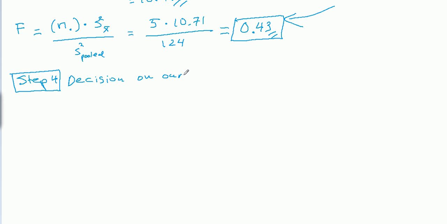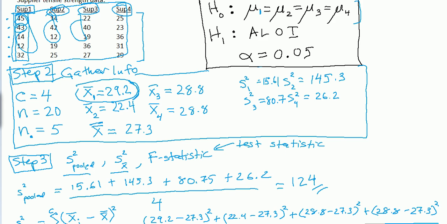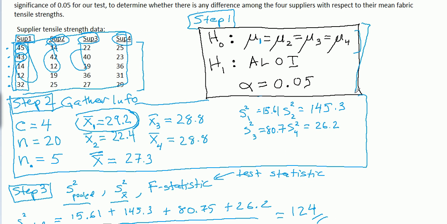Here we're going to make a decision on our hypothesis test, which was what all this was about, what step 1 was about. We're going to finally be able to answer the question: is the mean tensile strength the same for all 4 suppliers, or, which is what Ha is saying, is there at least one difference or one inequality among the 4 suppliers? In other words, is there at least one of those suppliers that has a different mean tensile strength than the others?